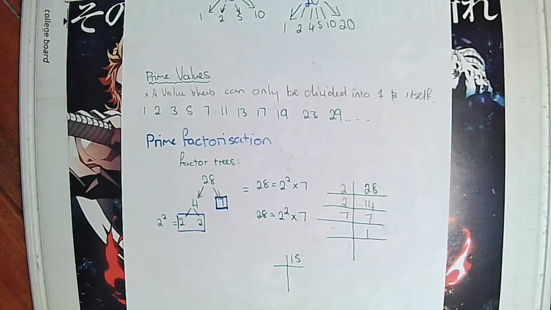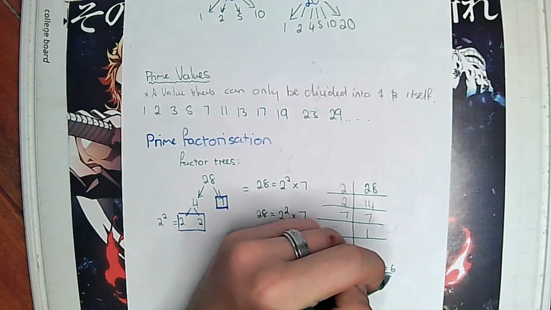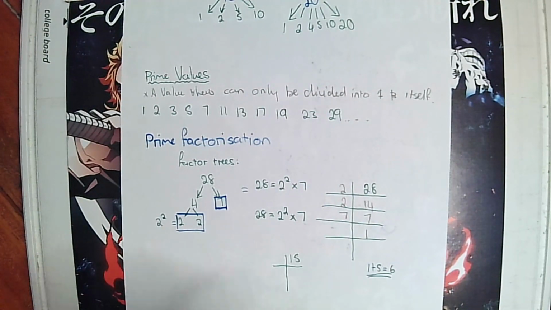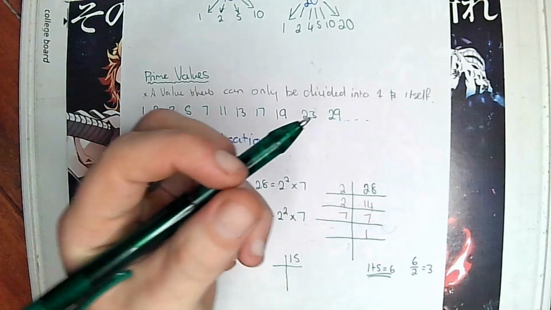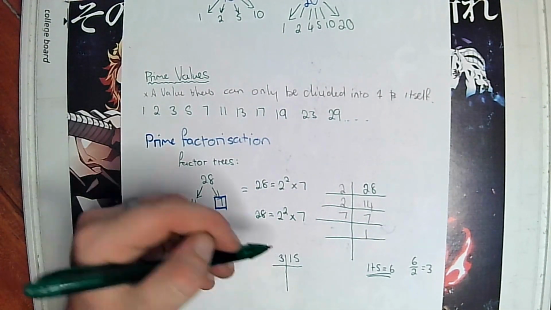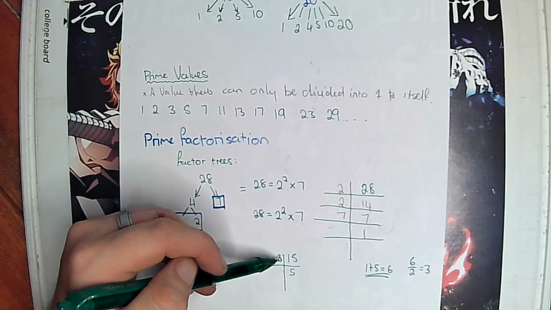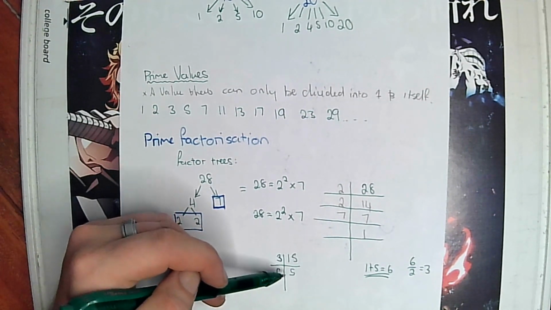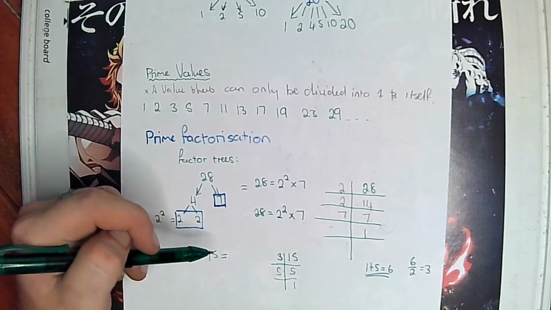Right? So what I mean by that is 1 plus 5 is equal to 6. Right? And we know that 6 divided by 2 is equal to 3. So 15 will be divisible by 3. So I can put 3 in because 3 is a prime value. I know that 3 goes into 15 5 times, 5 goes into itself once. So the prime factors of 15 is equal to 3 times 5.